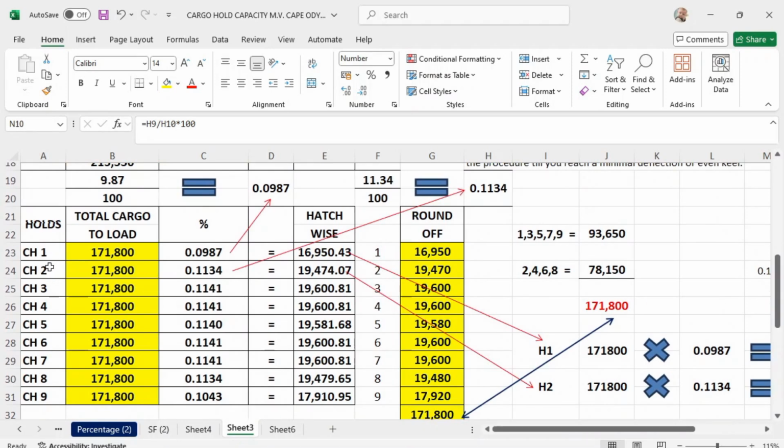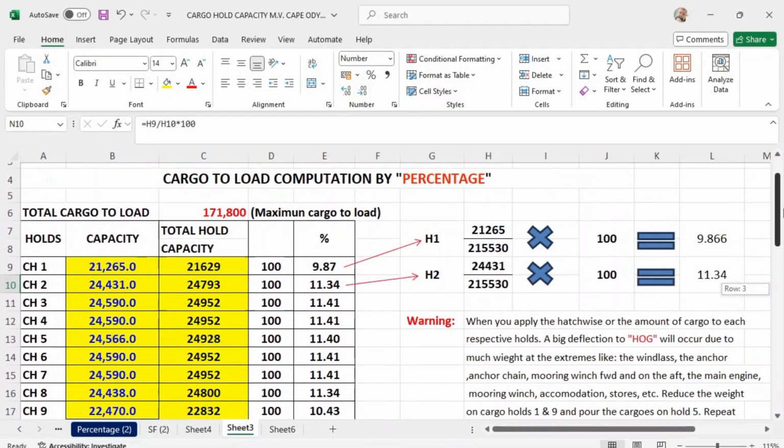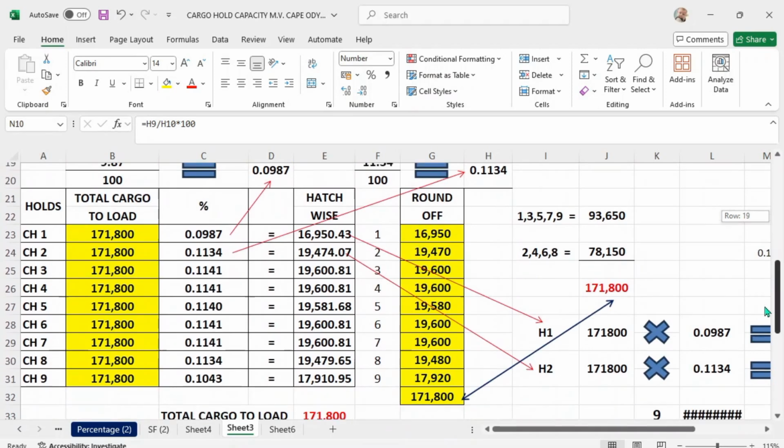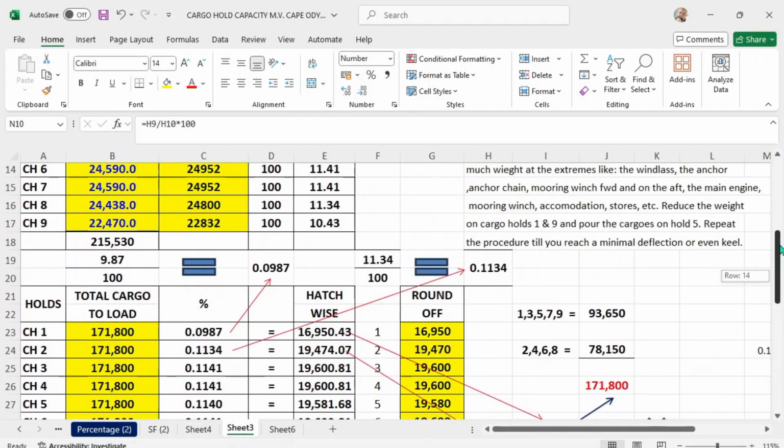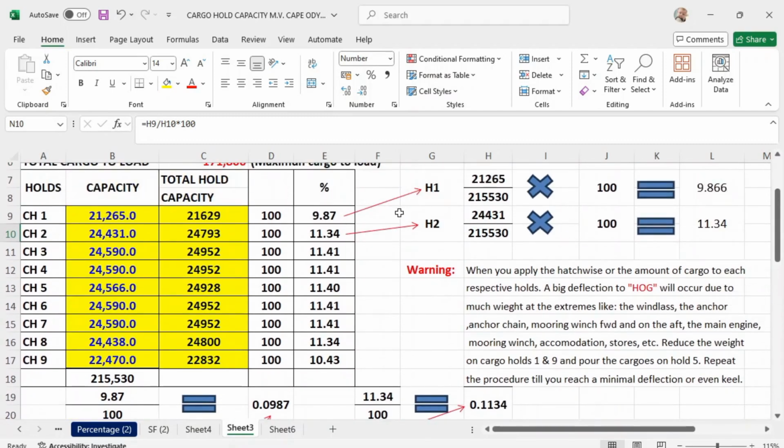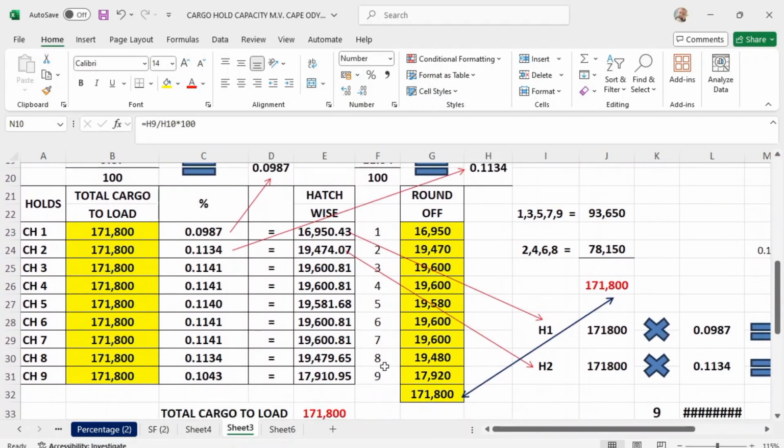You have here the cargo holds 1 to 9, and you have the total cargo to load, which is 171,800. Okay, so you put here from 1 to 9, 171,800, and the next column will be your percentage. So whatever you get for percentage here, you put it on the third column.